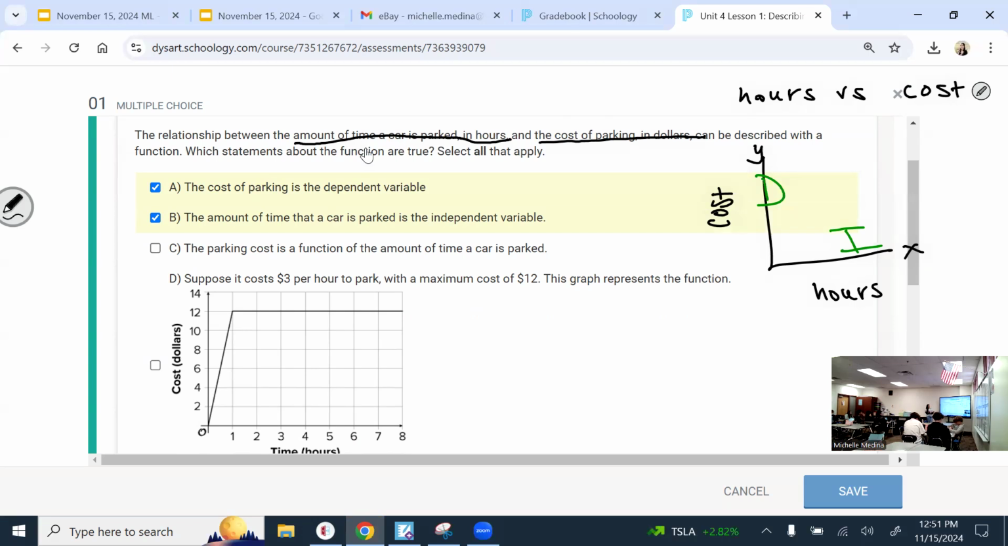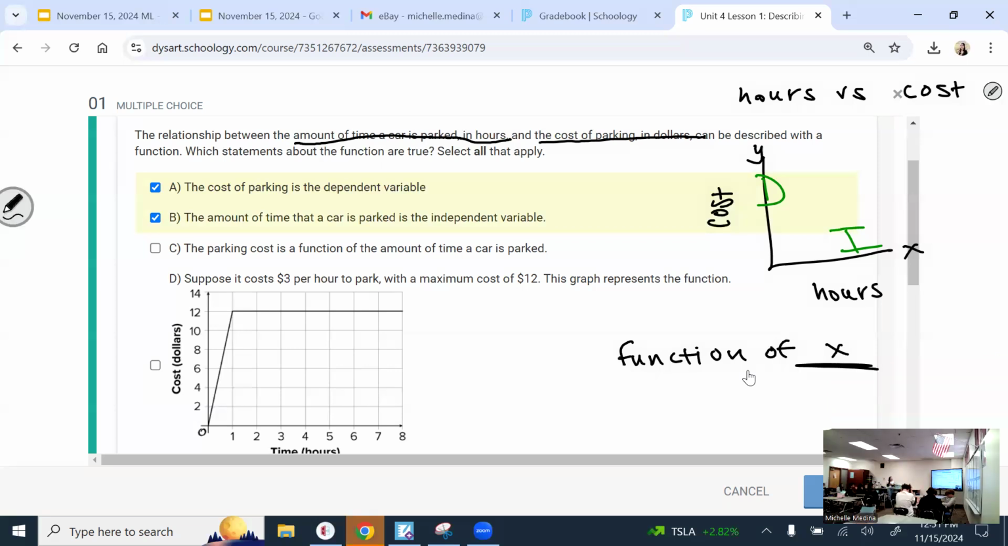So that's the part we didn't necessarily get to, but I tried to tell you when we were doing our roaming targets. It's always function of x. So when it says function of, that's your variable that goes on your x-axis. And then the other one would be y. So y is a function of x. So the cost of parking is a function of the amount of time the car is parked. Do you guys agree with that? Y and then x. Okay.